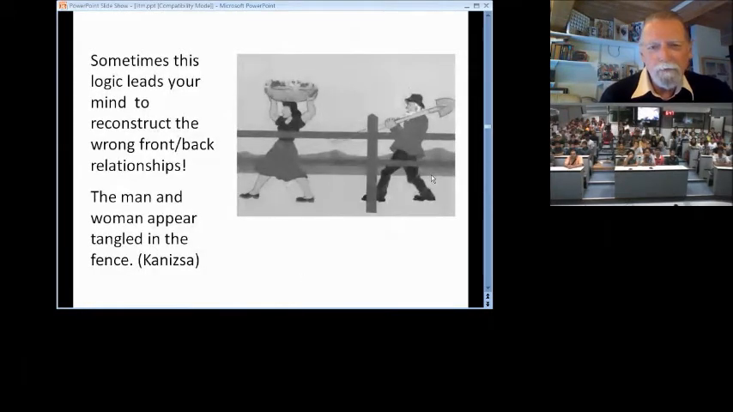And here's a famous puzzle of Kanizsa. For most people looking at this, at first glance, it looks as if the man and the woman are intertwined in the fence, being in front of the fence here and behind the fence here, and the woman's skirt being in front of the fence here and her blouse being behind the fence here. And that's simply for the following reason: here, the dark area is clearly put behind the fence. Here, the lighting is the same, and it's much easier to complete this contour than to complete that contour, which has a much longer gap in it.